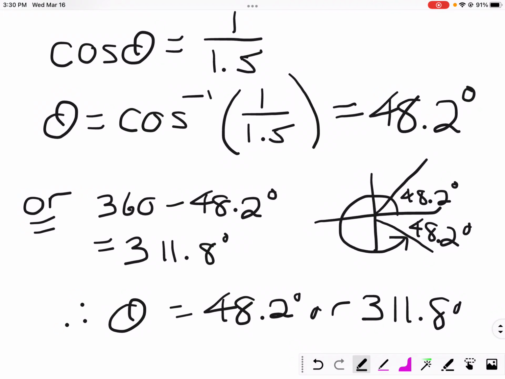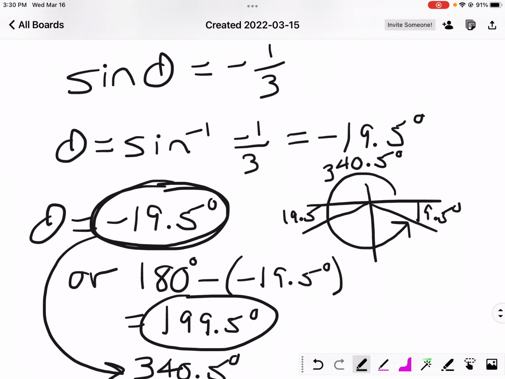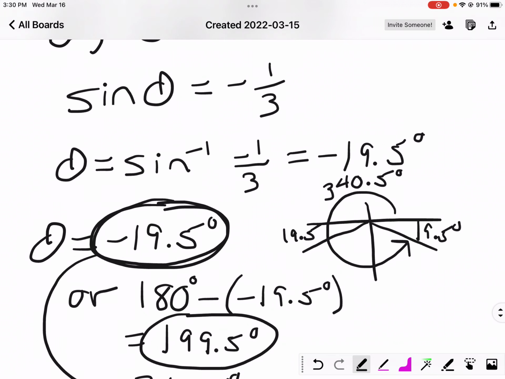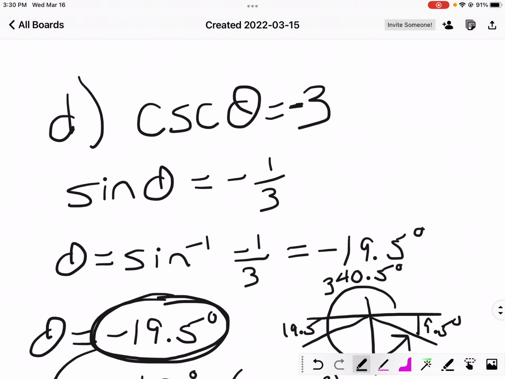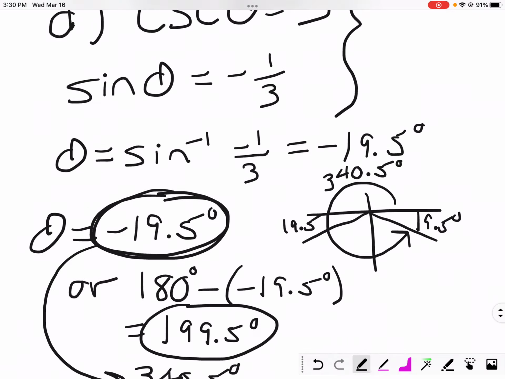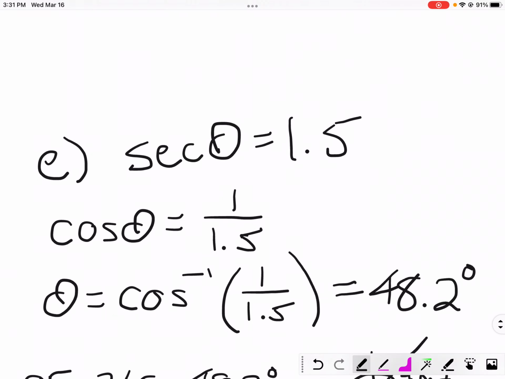The key to both of these questions at the very, very start is the fact that we change from, in this case, cosecant to sine. And in this one, changing from secant to cosine.